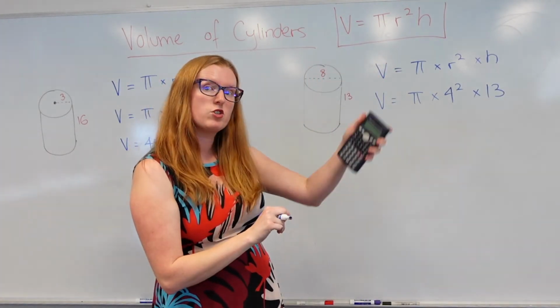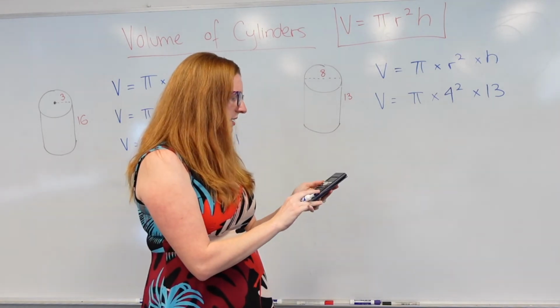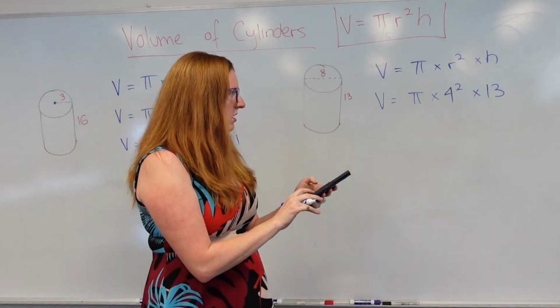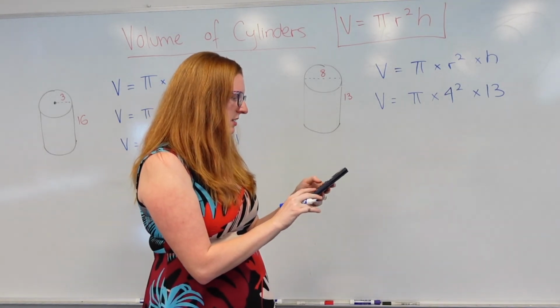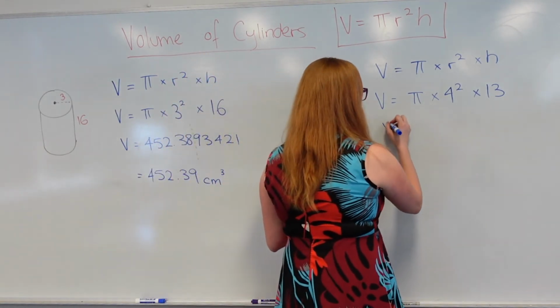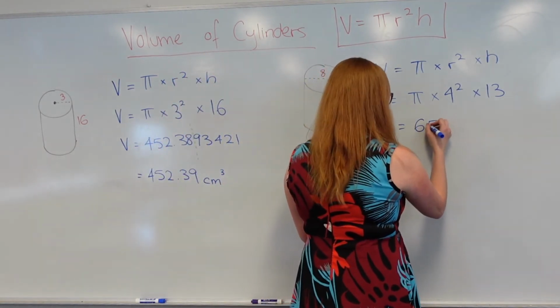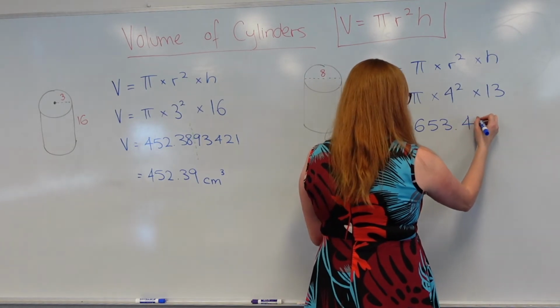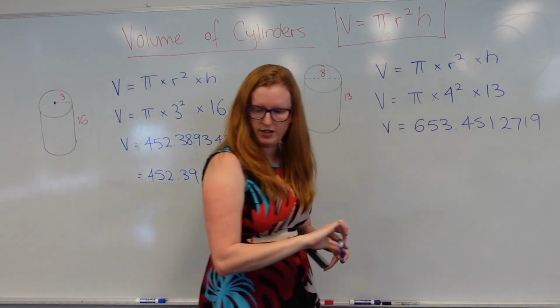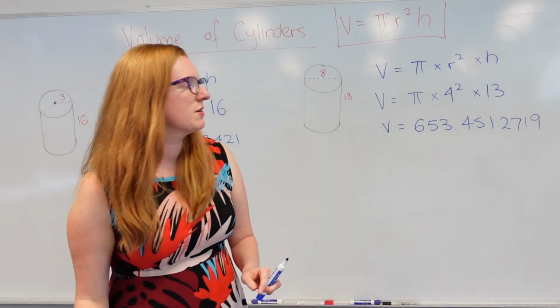So, get our trusty calculator. Pi times 4 squared times 13. And I get volume is equal to 653.4512719. As always, I'm going to round to 2 decimal places.